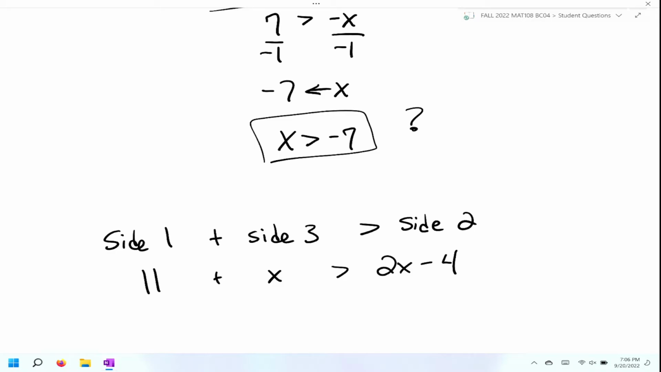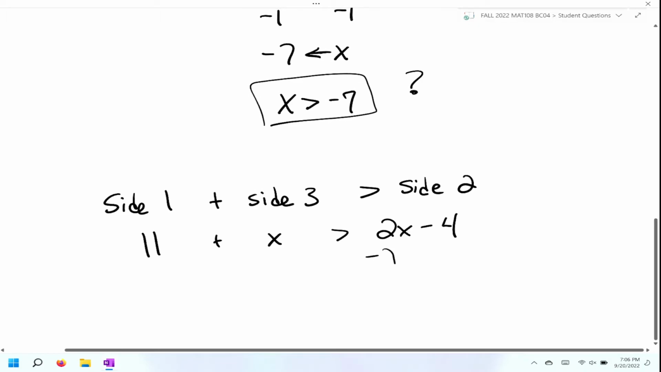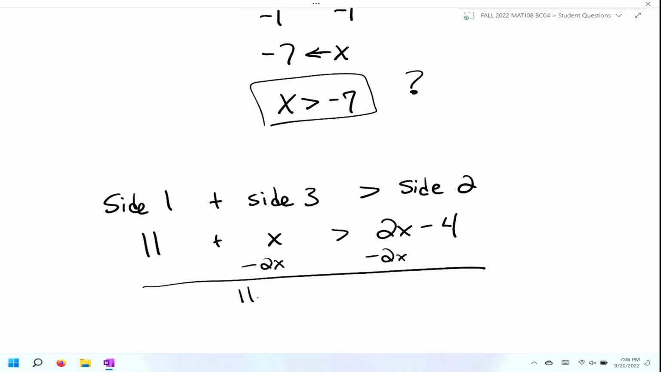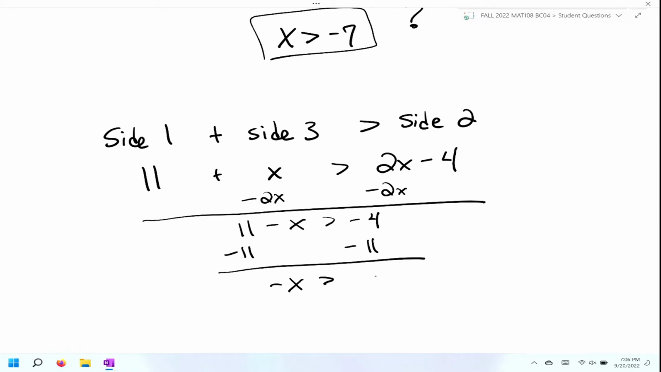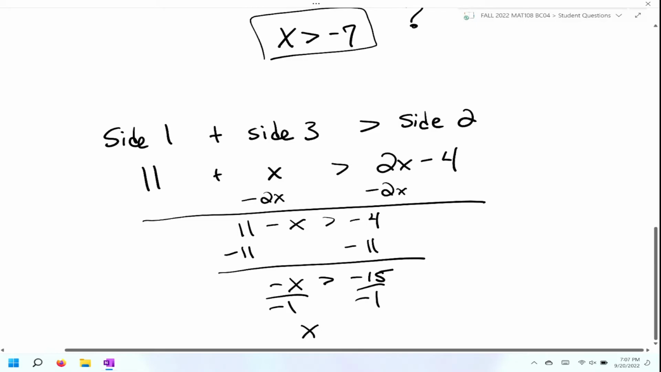There's nothing I can group on the left or right, so I've got to get variable terms and constant terms together. I'm going to subtract 2x from both sides. That's going to give me 11 minus x is greater than negative 4. I'm going to subtract 11 from both sides. That's going to give me negative x is greater than negative 15. And now I will divide both sides by negative 1 to give me x. We're dividing by a negative, so the inequality symbol flips. x has to be less than 15. And that is a valid answer because it is positive.